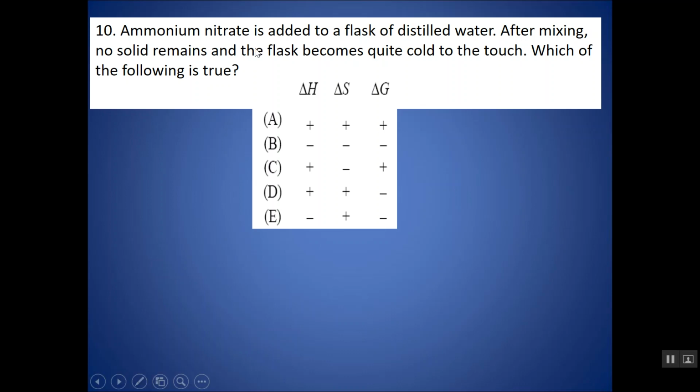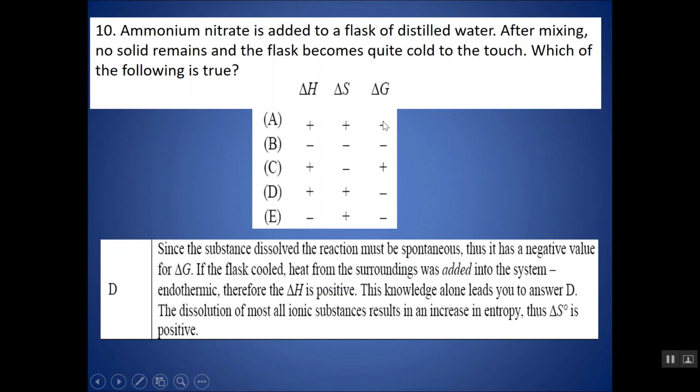And since the reaction actually went forward, it says no solid remains, that must mean it's spontaneous, that this happened without outside intervention. So my delta G would be negative. So that would be choice D.